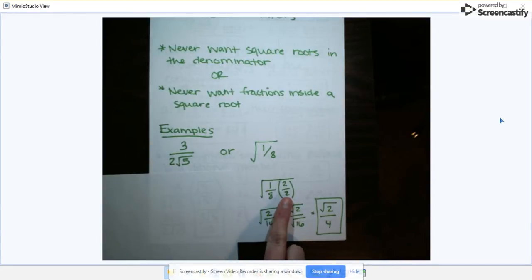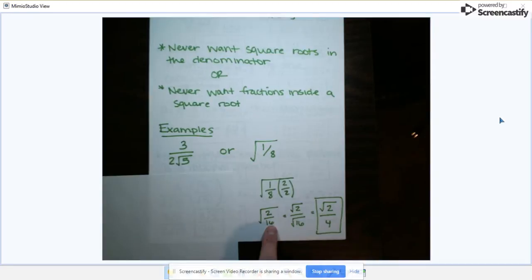The reason I multiply by 2 is because now my denominator is 16. And when I split this square root, there's a square root rule that says the square root of a fraction is the square root of the numerator over the square root of the denominator. So now that I have 8 times 2 equaling 16 on the denominator, I split up my radicals and the square root of 16 comes out nicely. So now we no longer have a fraction inside a square root, and we don't have a square root in our denominator.